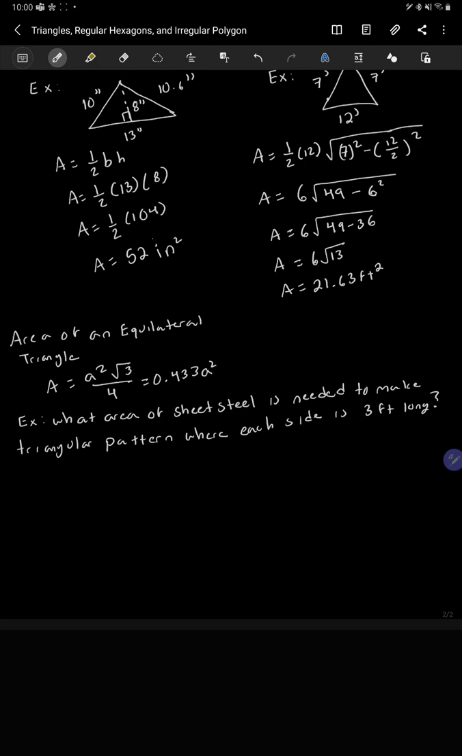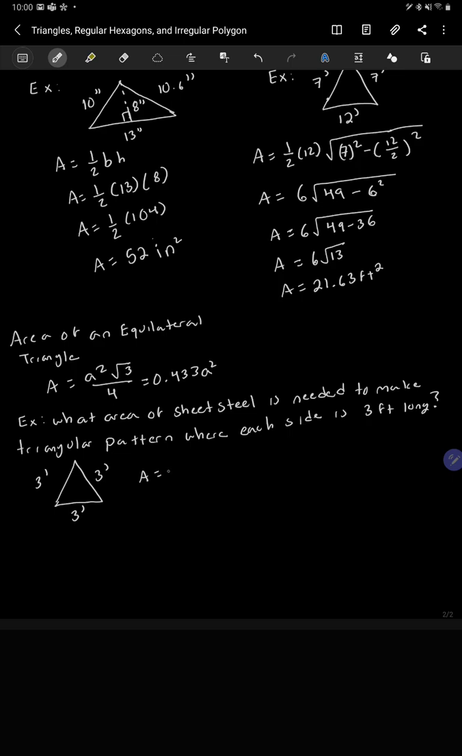So let's see this example. What area of sheet steel is needed to make a triangular pattern where each side is 3 feet long? So we have some steel, and we know that we have it in a pattern that is a triangle where each of the sides is 3 feet. So at this point we have an equilateral triangle, and we want to know what the area of this would be.